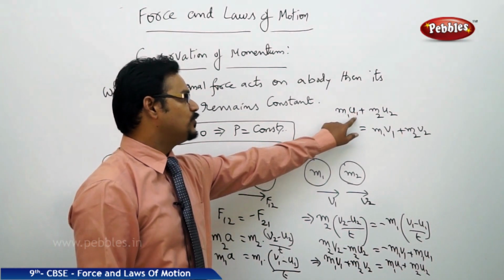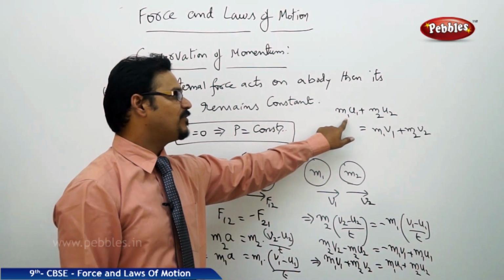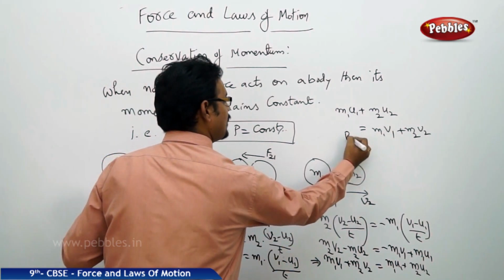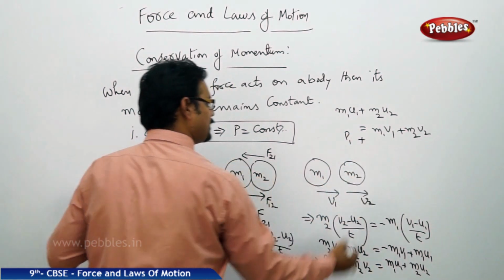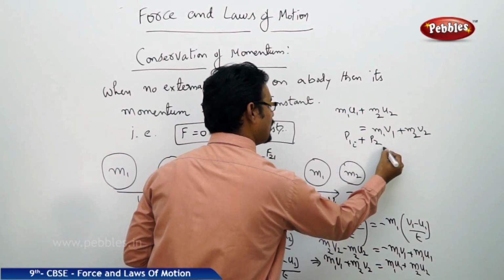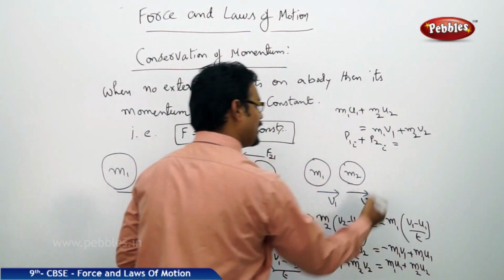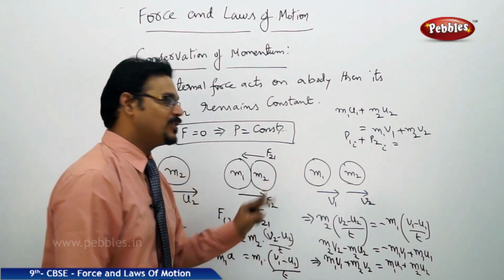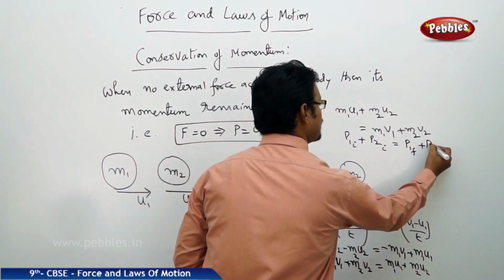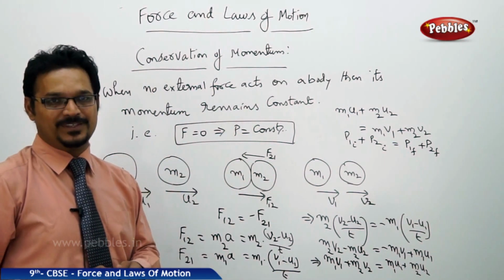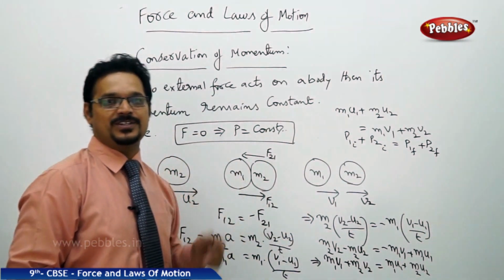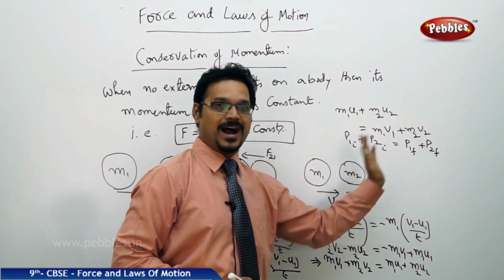So what is m into u? Mass into velocity is nothing but momentum. This is the momentum of the first body, p1, m1 u1. Plus m2 u2, momentum of the second body, p2, but these are the initial ones, equals m1 v1. This is the momentum of the first body, but after collision. So when I say after collision, I will write p1f, meaning final, plus p2f. So what we understood with this, p1i plus p2i means this is the total momentum before collision. This is the total momentum after collision.